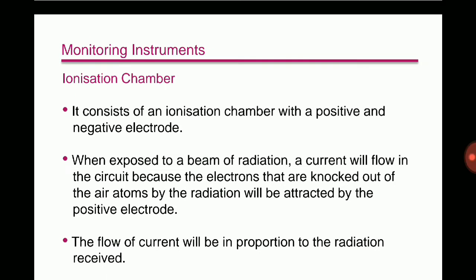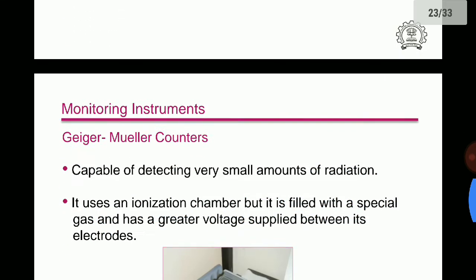Monitoring instruments. Ionization chambers. It consists of an ionization chamber with a positive and negative electrode. When exposed to a beam of radiation, a current will flow in the circuit because the electrons that are knocked out of the air atoms by the radiation will be attracted by the positive electrode. The flow of current will be proportional to the radiation received.